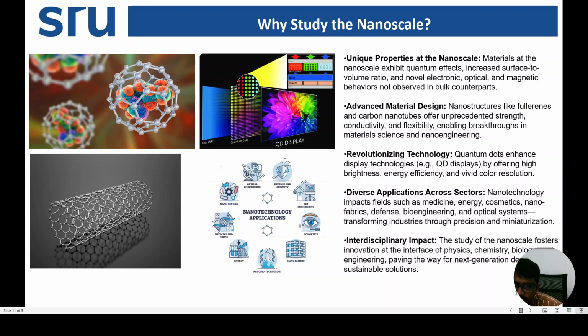Why we need to study the nanoscale? Why we need to study nanomaterials? Why we need to prepare nanomaterials? Why we need to study nanotechnology? By seeing this slide, you can understand how important, how essential it is that we study nanoscience or nanotechnology.